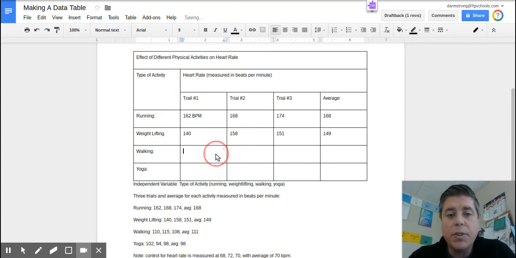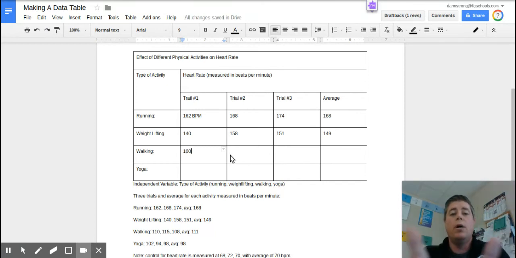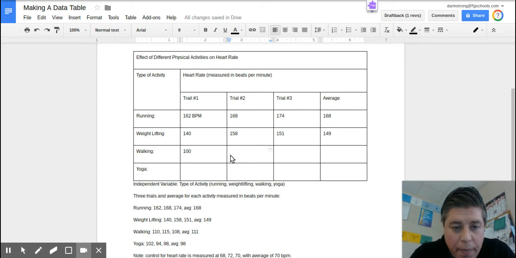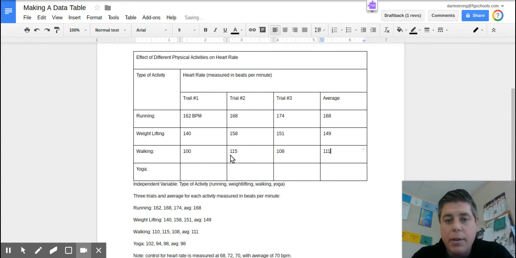So remember, some people have said, well, Mr. Ray, how do I figure out the average? Average is you take the number of trials, add all that information up, and then divide by the actual number of trials, number of events that you actually did. So if I was doing walking, I would add 100, 115, and then I would add 108. I'd add those up, and then I divide that number by 3, and that gives me an average of 111 beats per minute.